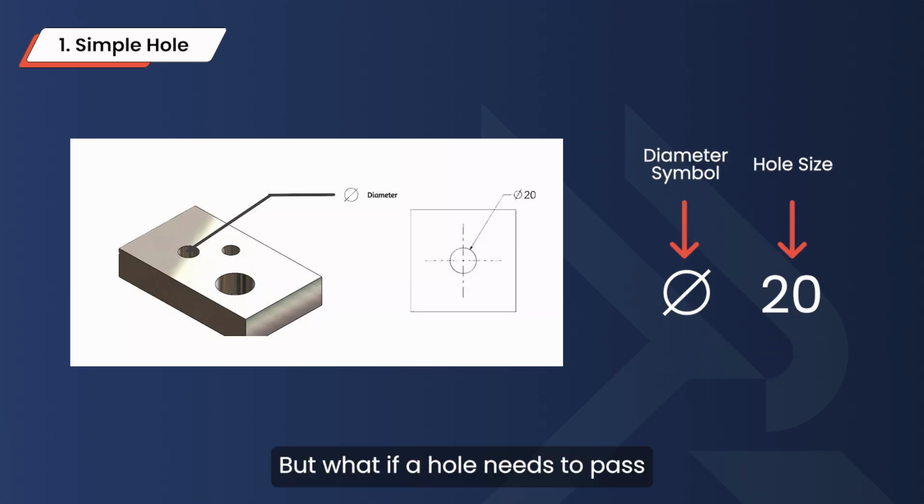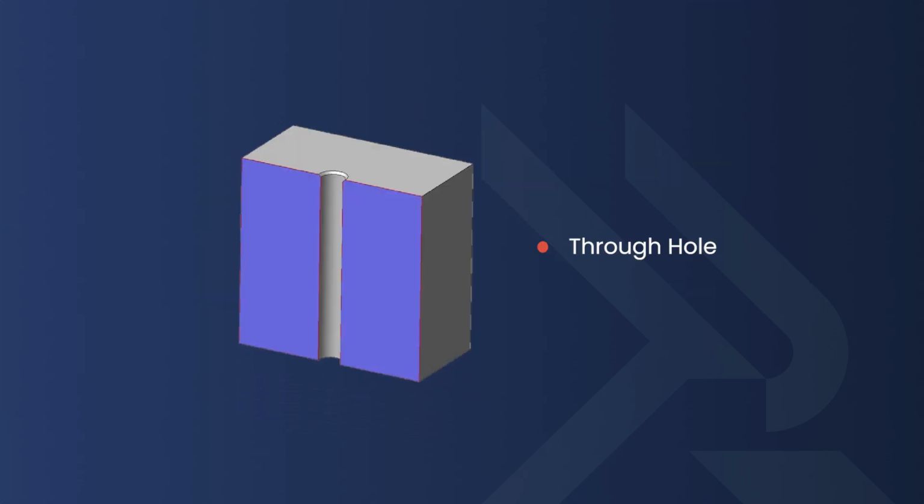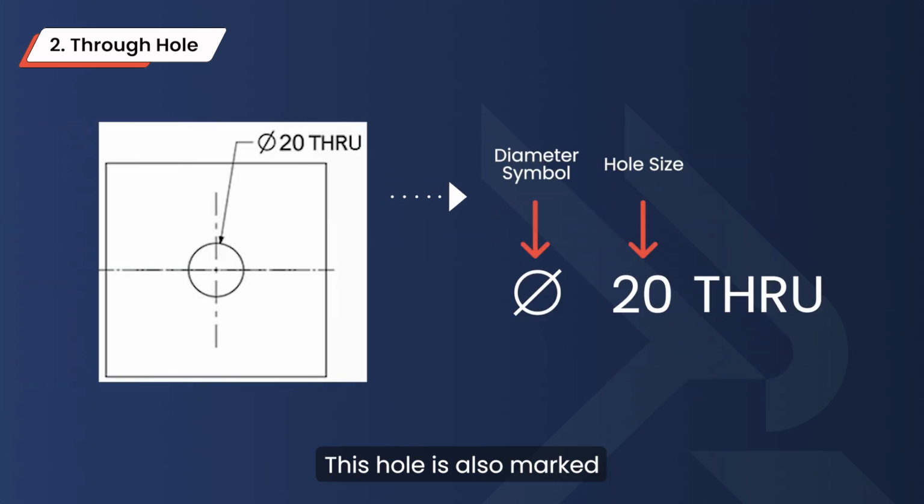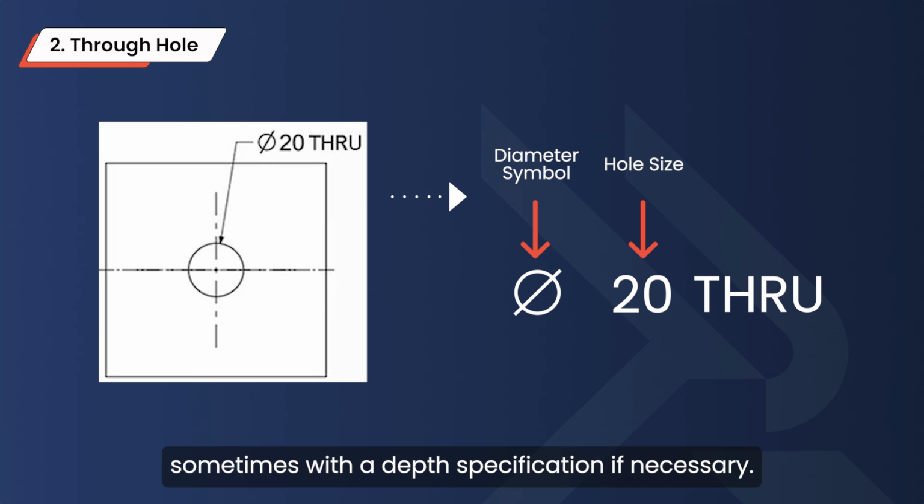But what if a hole needs to pass completely through the material? That brings us to the through hole. It allows screws, bolts, or other components to go from one side to the other. This hole is also marked with the diameter symbol, phi, sometimes with a depth specification if necessary.